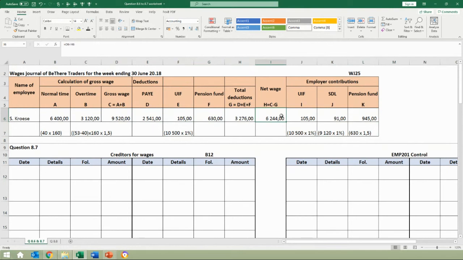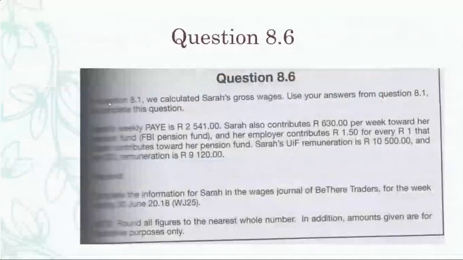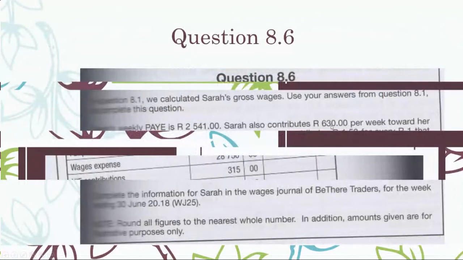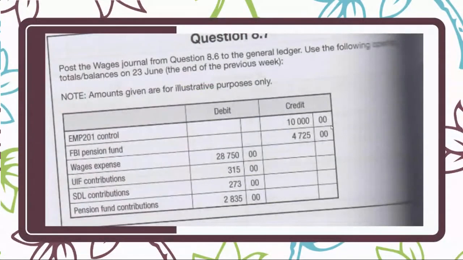Now, if we move on to question 8.7, which is the next section, let's quickly read what they've given us. Just going to share the next screen with you guys. In question 8.7, they say post the wages journals from question 8.6 to your general ledger. And then they say use the following opening totals or balances on the 23rd. So that's the end of the previous week. And then they give you all the accounts that you have and their opening balances.